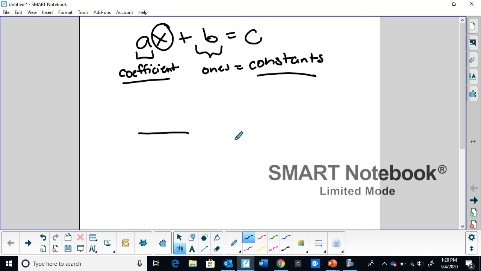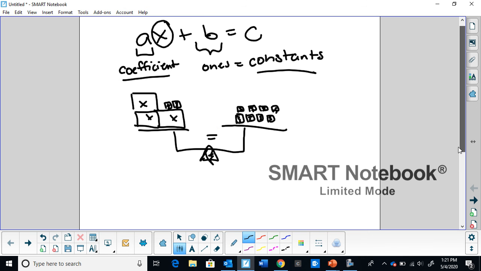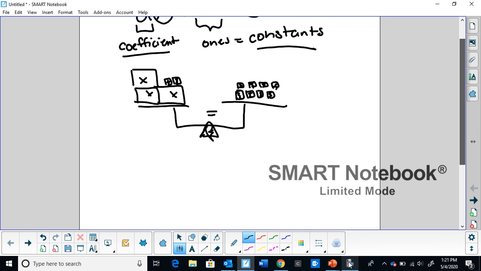Okay, you can visualize it in terms of the scale that I did last time, all right, with big X's. So let's say I got 3 X's and 2 positive 1s. And on this side, I have 1, 2, 3, 4, 5, 6, 7, 8. Okay, I have 8 positive 1s. Okay, my scale is balanced. Okay, it's got to be at the same level.